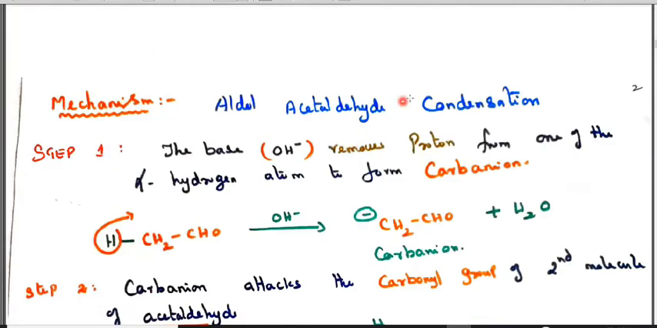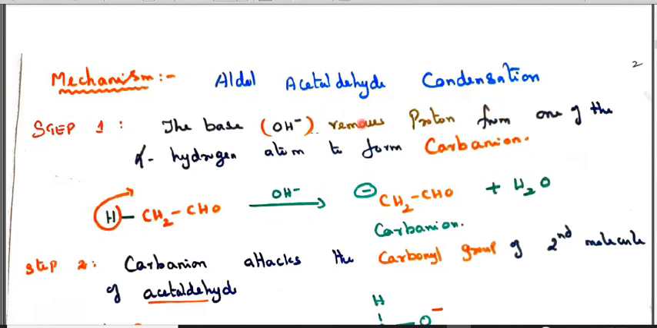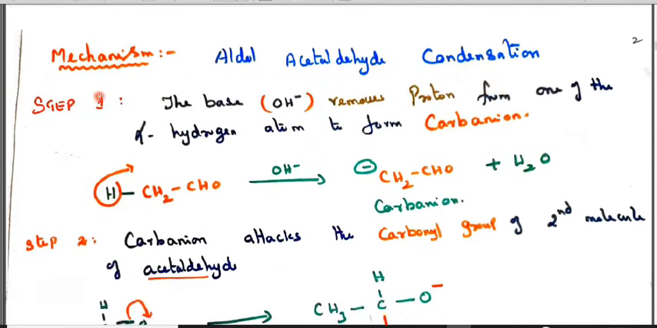Let us see the mechanism. Aldol condensation, because we have 3 types: one is aldol acetaldehyde condensation, aldol acetone condensation, and crossed aldol condensation. First we will see aldol acetaldehyde condensation. Your question would be the aldol acetaldehyde condensation mechanism; explain it, like that they will ask you. So it carries 3 steps.